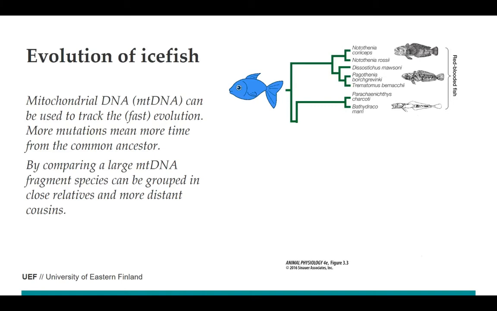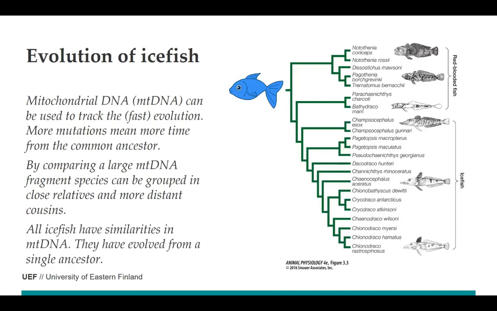Over here, you can see one branch, containing these on the lowest part, that is quite far from these two different red-blooded fishes. But when adding these ice fish, we can see that they have similarities in the mitochondrial DNA, and they come from the same branch. That means that they have a single ancestor, which was the first ice fish in evolution.